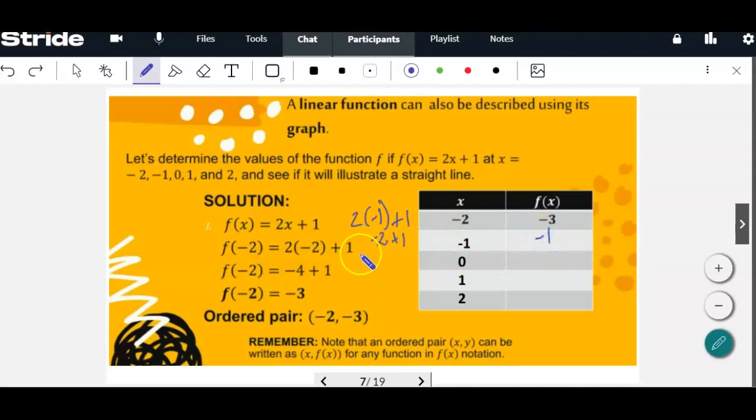All right, I can try to do the next one. 2 times 0 plus 1. This is 0 plus 1, which is 1. And then 1, 2 times 1 plus the 1. 2 times 1 is 2, plus 1 is 3. And our last one, 2 times 2 plus 1. 2 times 2 is 4, plus 1 is 5. You should see a pattern in those. These went up by 1 each time. These are increasing by 2 each time. So there's our pattern.